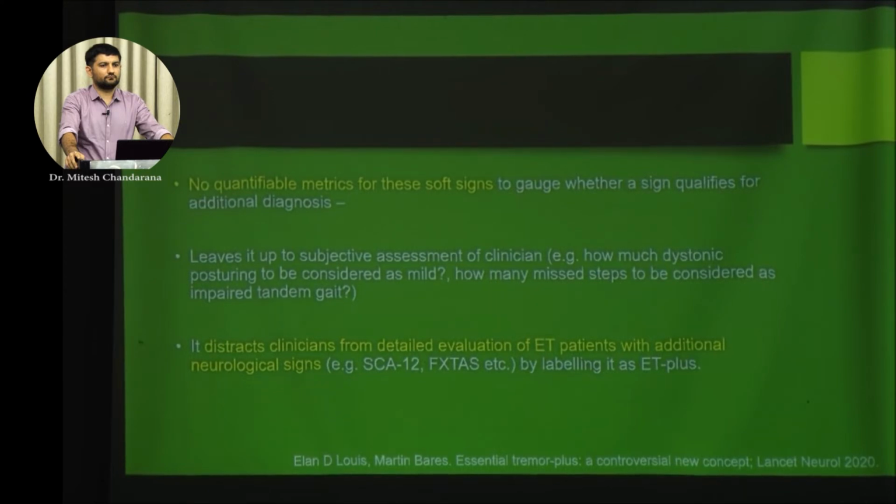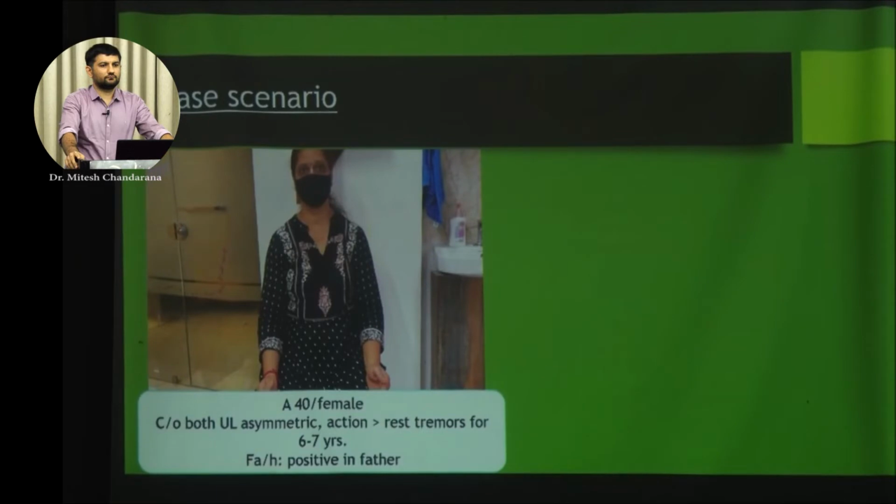Another important thing is it also distracts the clinician from detailed evaluation of ET patients with additional neurological signs. They can very well go into two particular diagnoses which are very close differentials of ET plus, like SCA12 and Fragile X tremor ataxia syndrome. So the terminology ET plus binds the clinician and restricts them from investigating further. So this is an interesting case. Basically, there is no extra benefit in differentiating ET and ET plus.